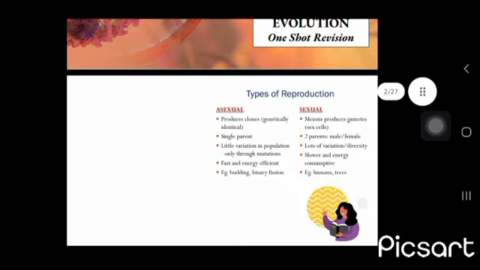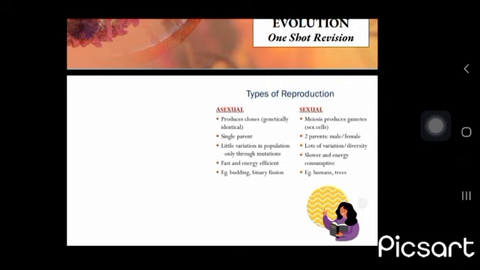So, how many types of reproduction are there? There are two types of reproduction, asexual and sexual. Asexual produces clones, whereas sexual produces gametes. In asexual, a single parent is there, and in sexual, two parents are there, that is male and female. Asexual has little variation in the population, only through mutations.